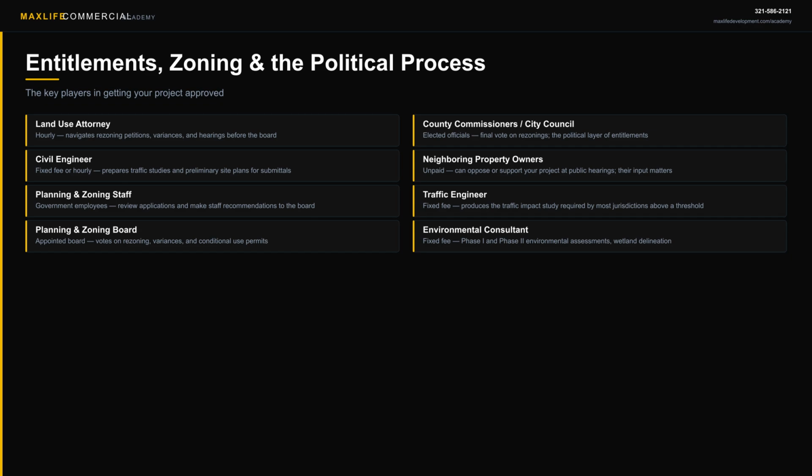Entitlements take time. A straightforward special exception might take 60 days. A full rezoning in a contested area can take 18 months or more. Build that timeline into your pro forma and your financing structure.